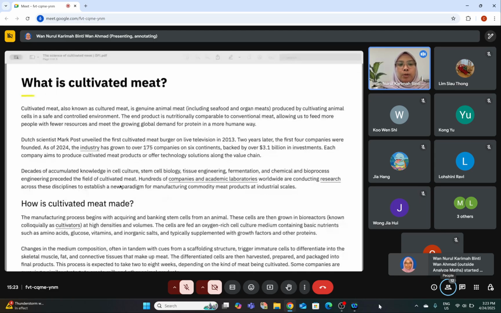Okay, so if you look at this article on lab-grown meat, let's focus on the first three paragraphs. For the first paragraph, how many STEEPV factors can you see here? Cultivated meat, also known as cultured meat, is genuine animal meat, including seafood and organ meats, produced by cultivating animal cells in a safe and controlled environment. The end product is nutritionally comparable to conventional meat, allowing us to feed more people with fewer resources and meet the growing global demand for protein in a more humane way.